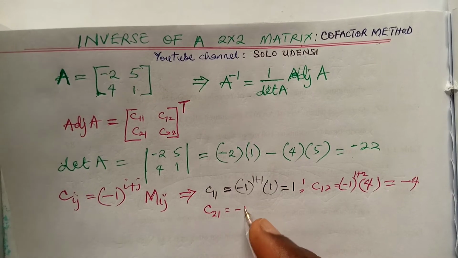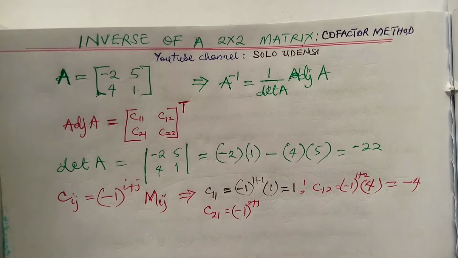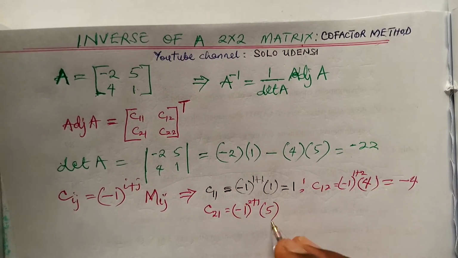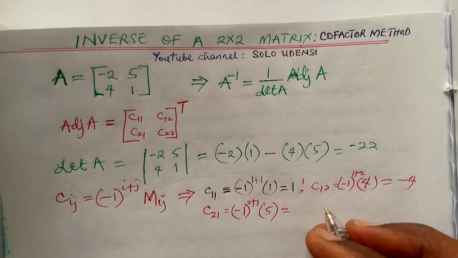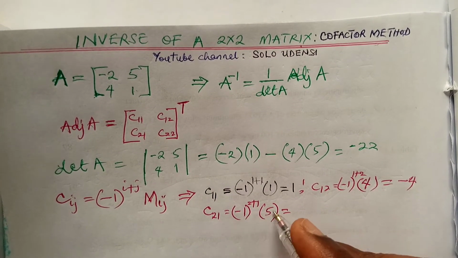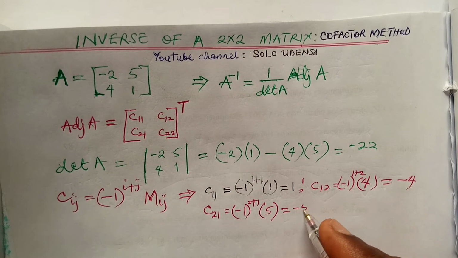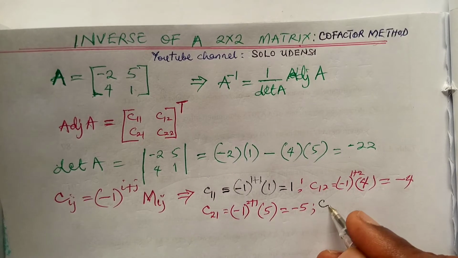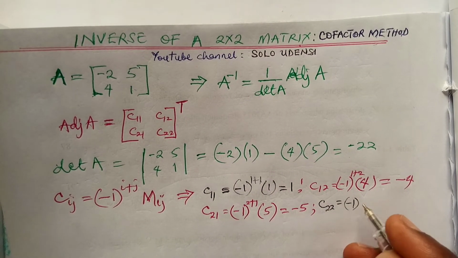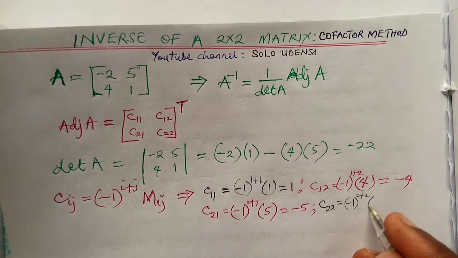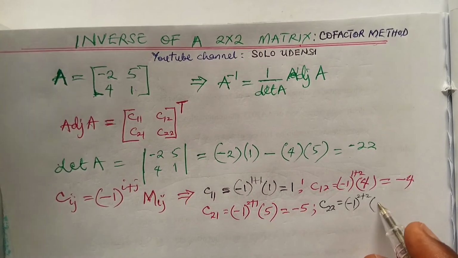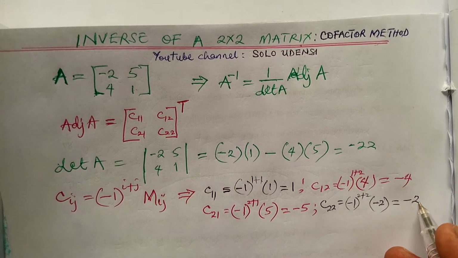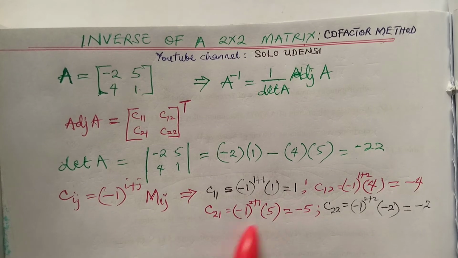C21 is minus 1 to the power 2 plus 1. This is C21, so the minor matrix is the 1 by 1 matrix 5, and it is equal to minus 1 times 5, which is minus 5. And the last one, C22, is equal to minus 1 to the power 2 plus 2 times 2. This is positive, so it's 2. So these are the cofactors now.